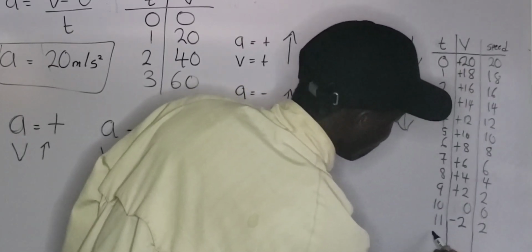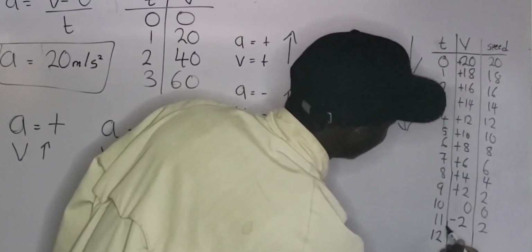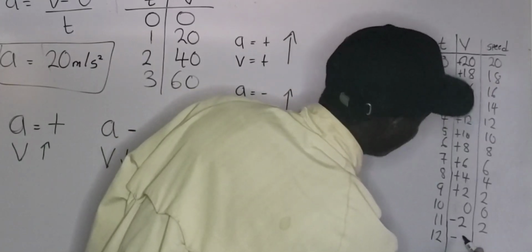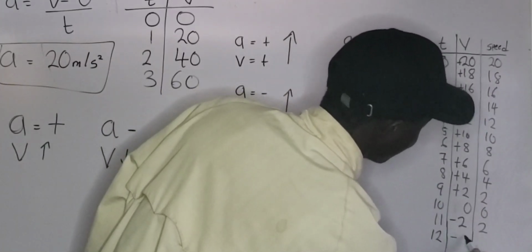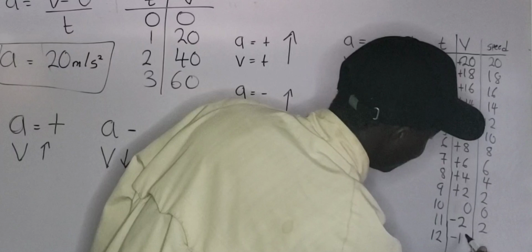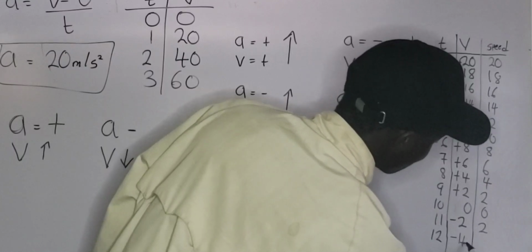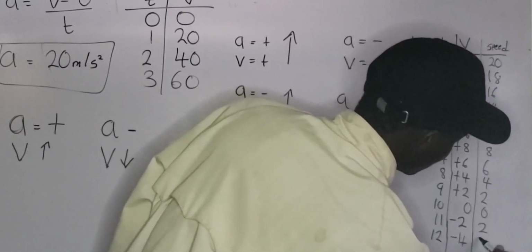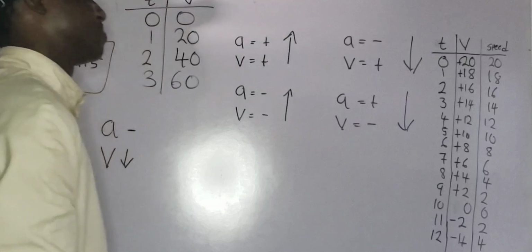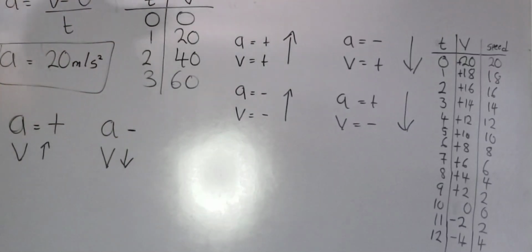Okay. So at 12 seconds, the velocity of the object decreases to negative 4 meters per second. And the speed is what? The speed is 4 meters per second.